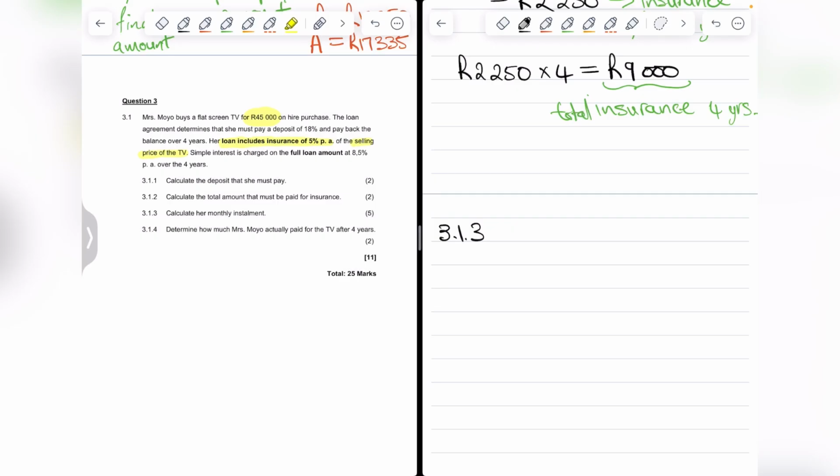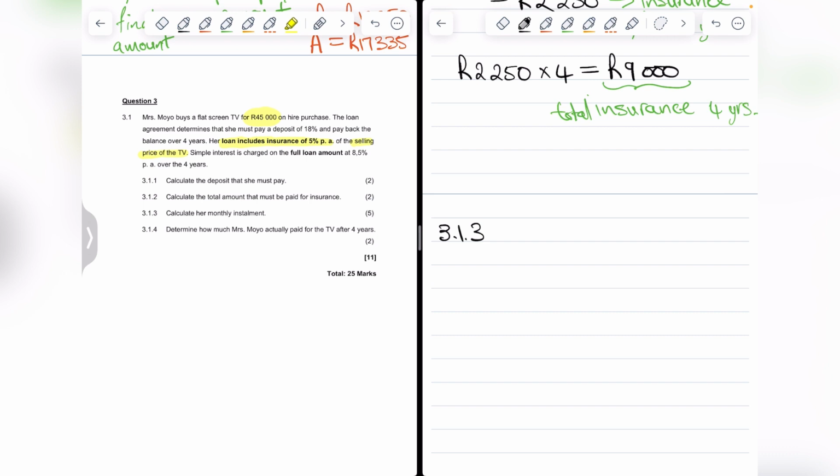Now, 3.1.3 is asking to calculate a monthly installment. Right, so the monthly installment is going to be a bit tricky. You'll notice here it is 5 marks. This is a complex question. So the monthly installment, of course, is calculated on the loan amount.